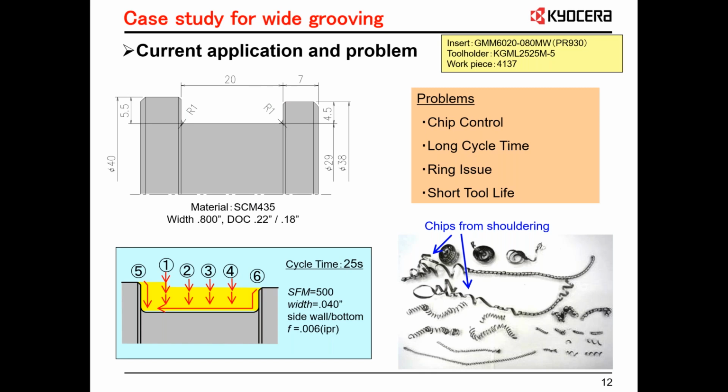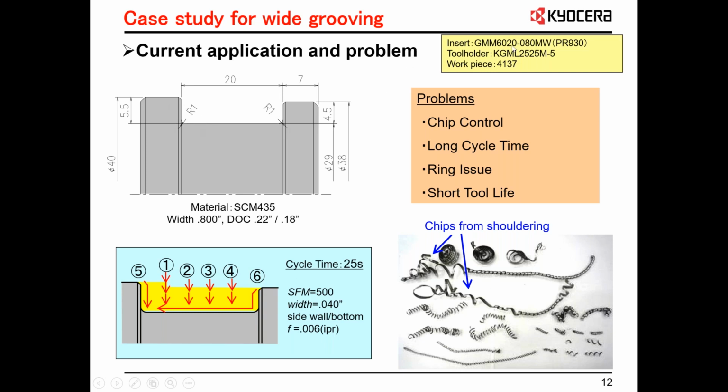So now we're going to look at a case study that we looked at. It's wide grooving, so we have to open a groove by doing a series of plunges. We're looking at the customer's print to the left. We've got a high wall here, 5.5 millimeters, and a low wall here, 1 millimeter less, 4.5. There's also a corner radius, so we're going to have to come in and finish that.